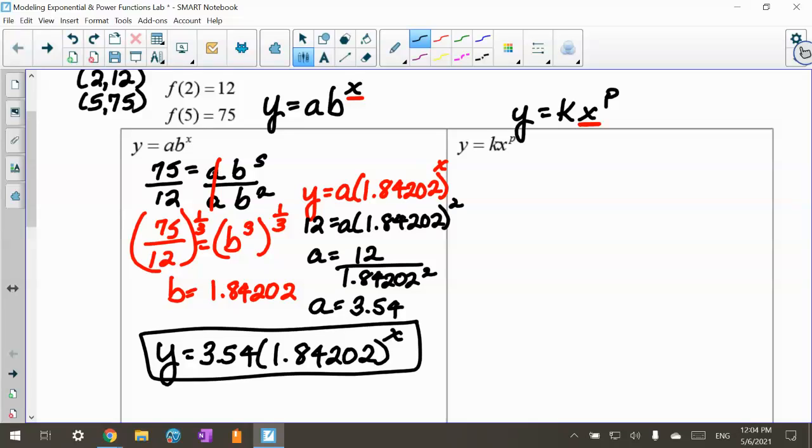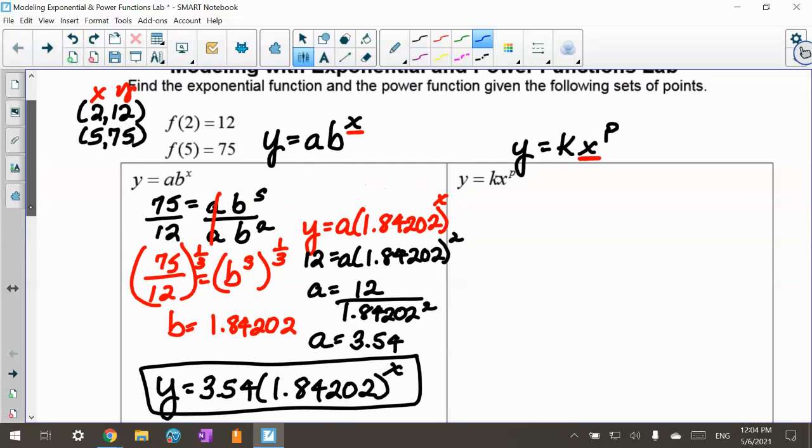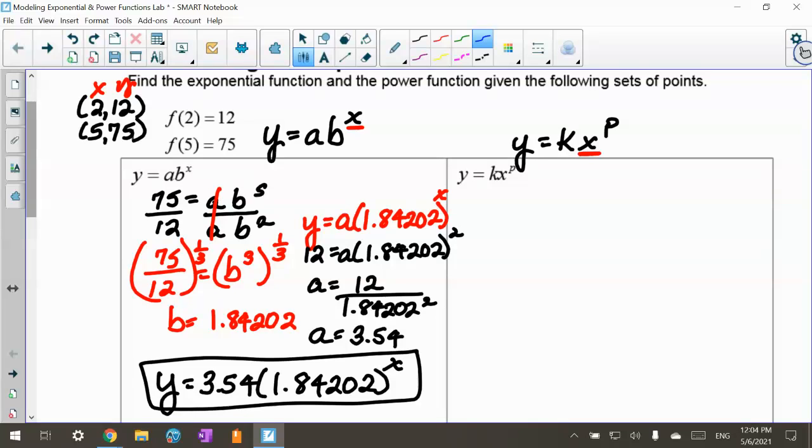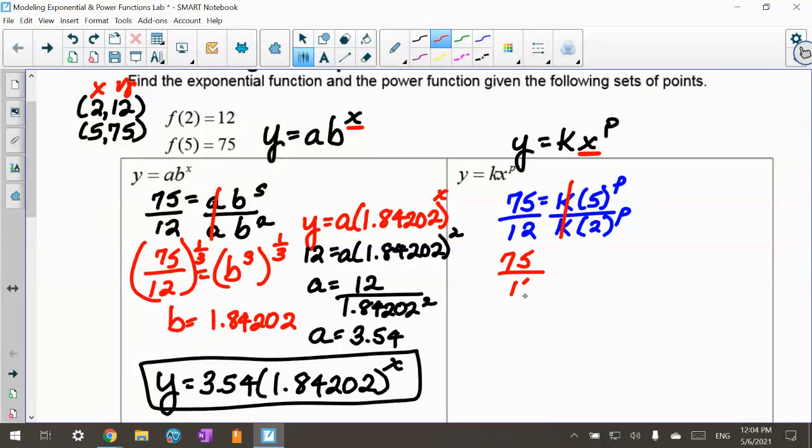Okay. Now, this is going to be a little bit different, but yet the same. You are now going to use y equals kx to the p, or kx raised to the p, and we're going to use these 2 points, (2, 12) and (5, 75). X and y are still the same, so I'm going to use 75 equals k. Now, the 5 is going to come down here, raised to the p, divide, because it's a ratio. I'm going to put in 12 equals k times 2 raised to the p. Again, the k's will cancel out, so I have 75 over 12 equals.